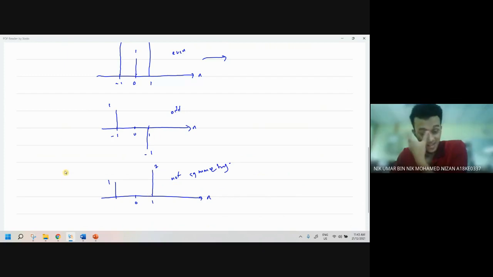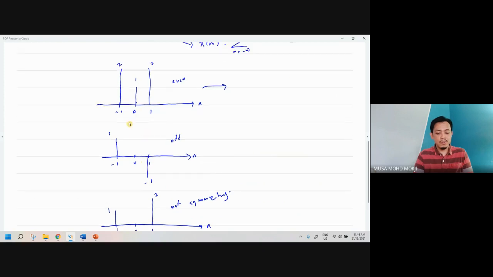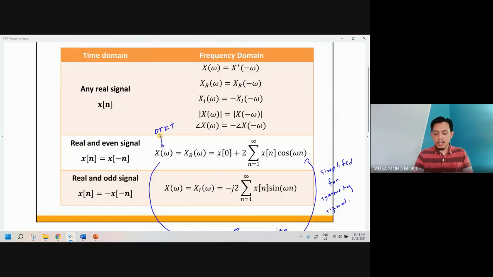Thank you, doctor. I thought this one is called odd as well. No. Thank you for clearing that up. Because if this is odd, then at negative 1 it should be minus 2. If you have 2 here, this one is supposed to be minus 2. Or if this is 1, this one is supposed to be minus 1. So this is odd. Yes, actually this is quite good because we have a simplified equation.